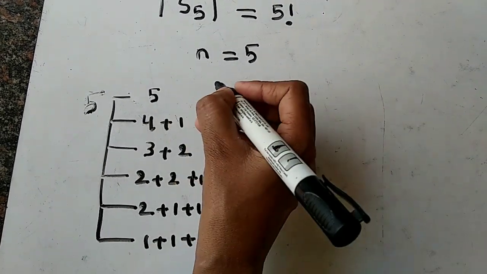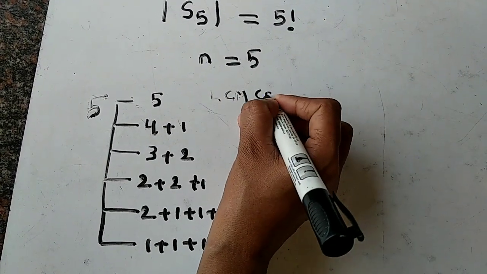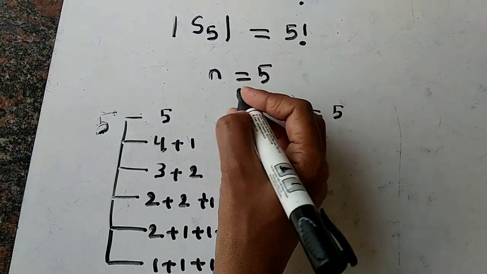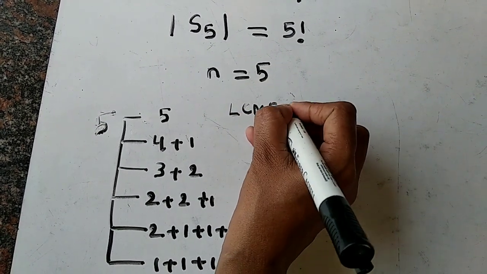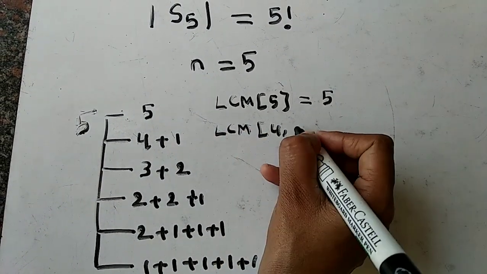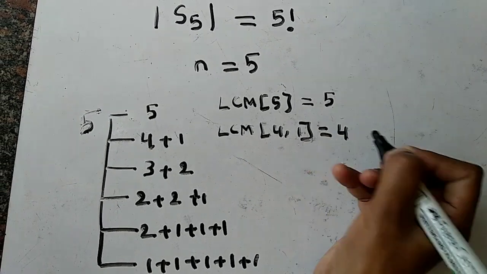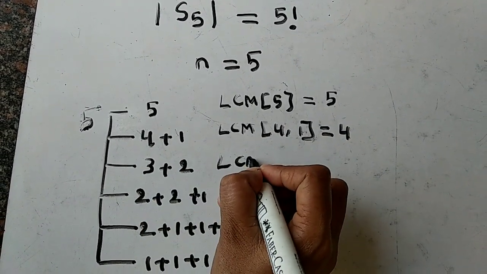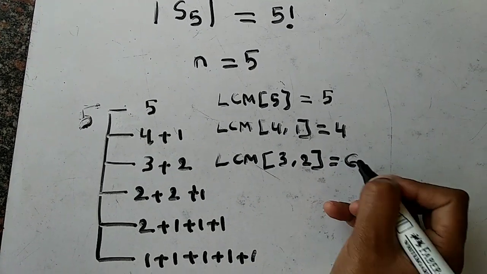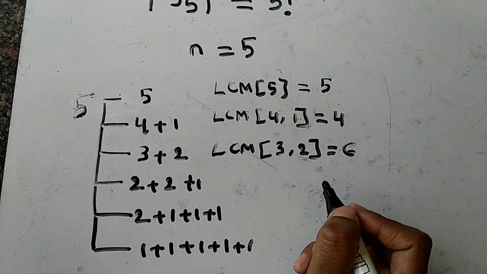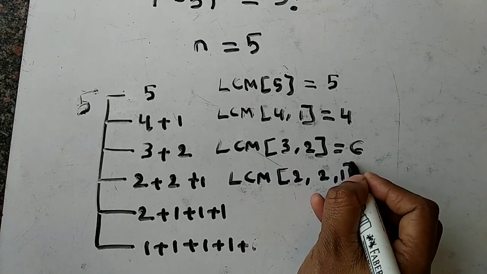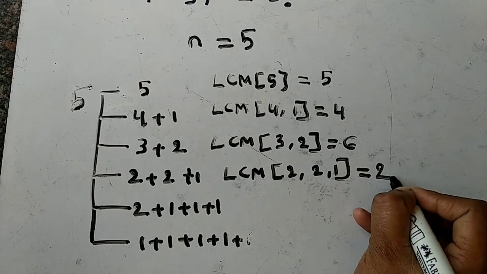I will tell you why. The LCM of 5 is how much? 5 only. Next, the LCM of 4, 1 gives 4. Next, the LCM of 3, 2 gives 6. LCM is nothing but the least common multiple. Next, take the fourth one, 2, 2, 1. The LCM of 2, 2, 1 is nothing but 2.